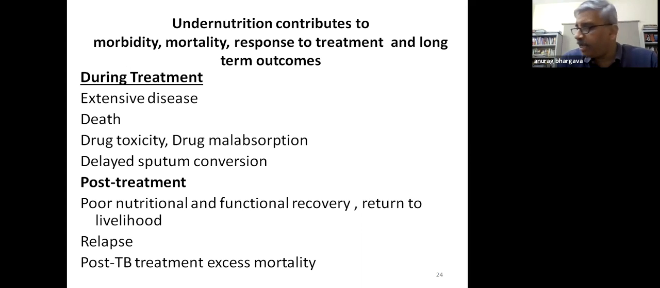Low BMI and low weight gain have been associated with delayed sputum conversion. If anybody is interested, I can direct them to the evidence; I'm just summarizing it here to save time. If a patient gains weight poorly, he is less likely to return to his livelihood, which is often manual labor. And even a 4-fold higher risk of relapse has been seen in undernourished patients post-treatment.